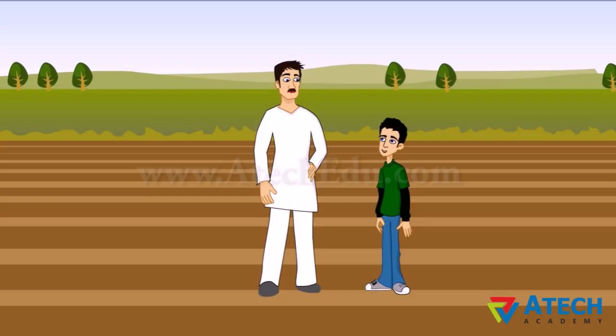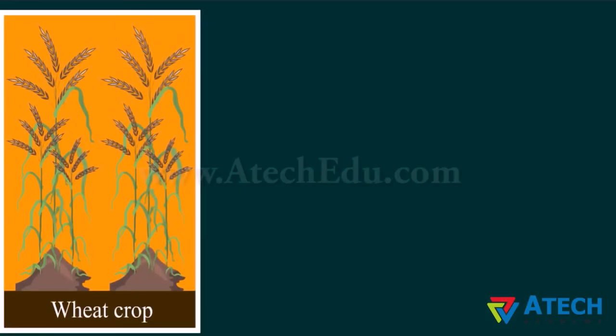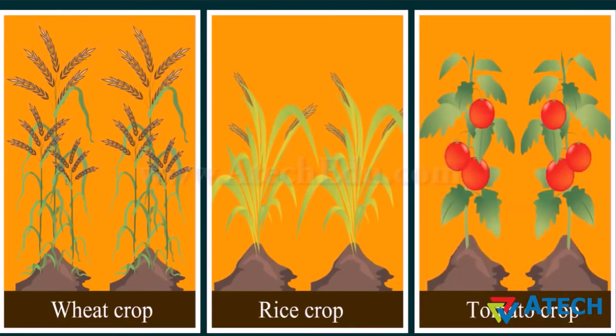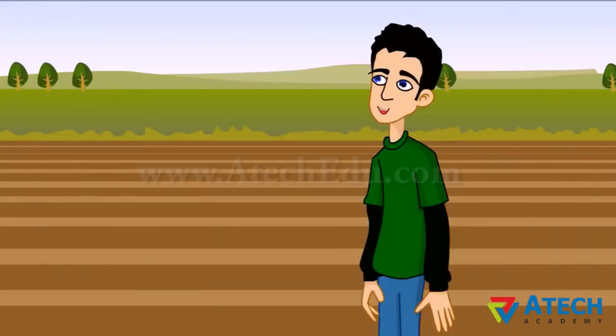What is this, Dad? This is a crop. What do you mean by that? When plants of some kind are grown and cultivated at one place on a large scale, it is called crop. We can have wheat crop, rice crop, or tomato crop. So, does it mean that we can have cereal crop or a vegetable crop or a fruit crop?